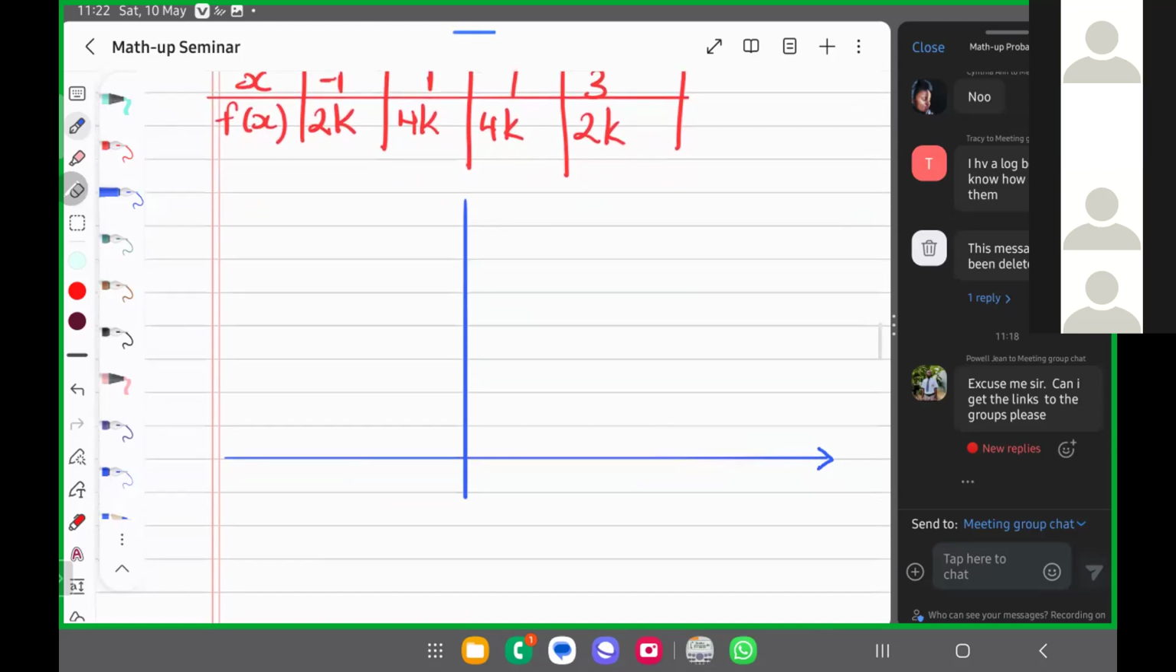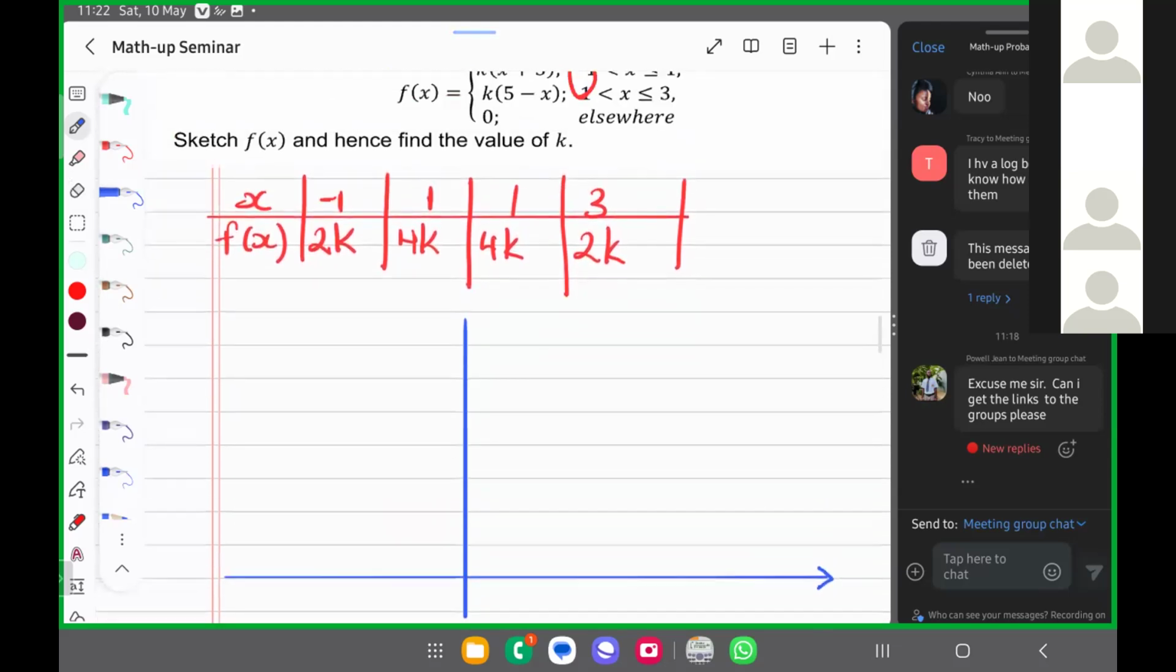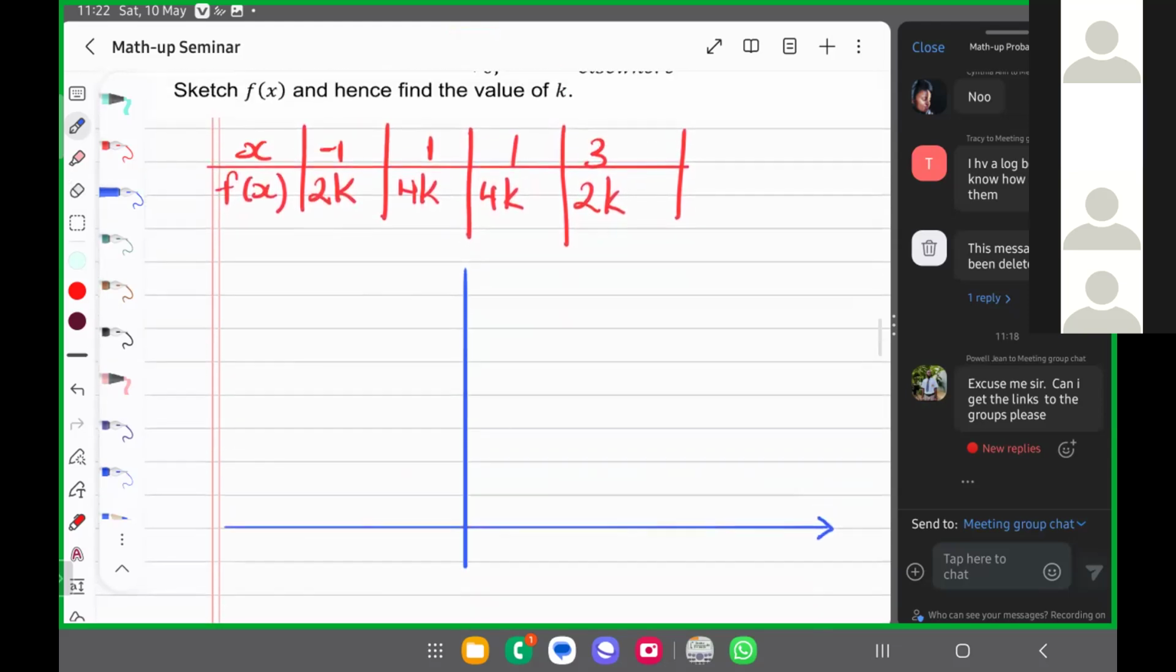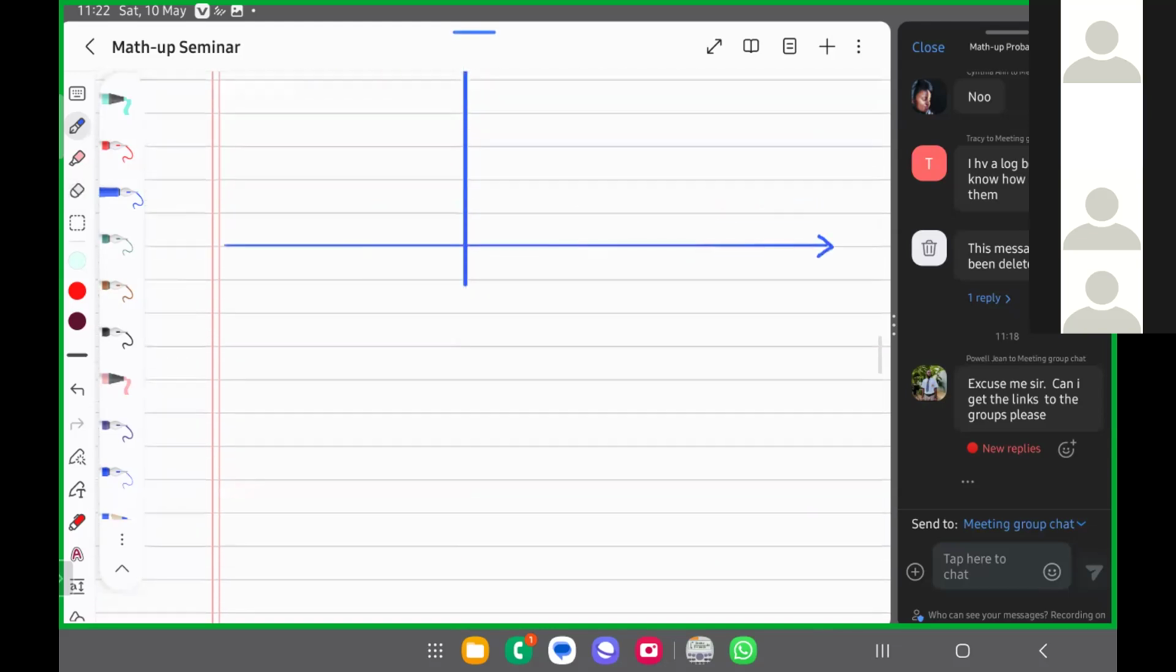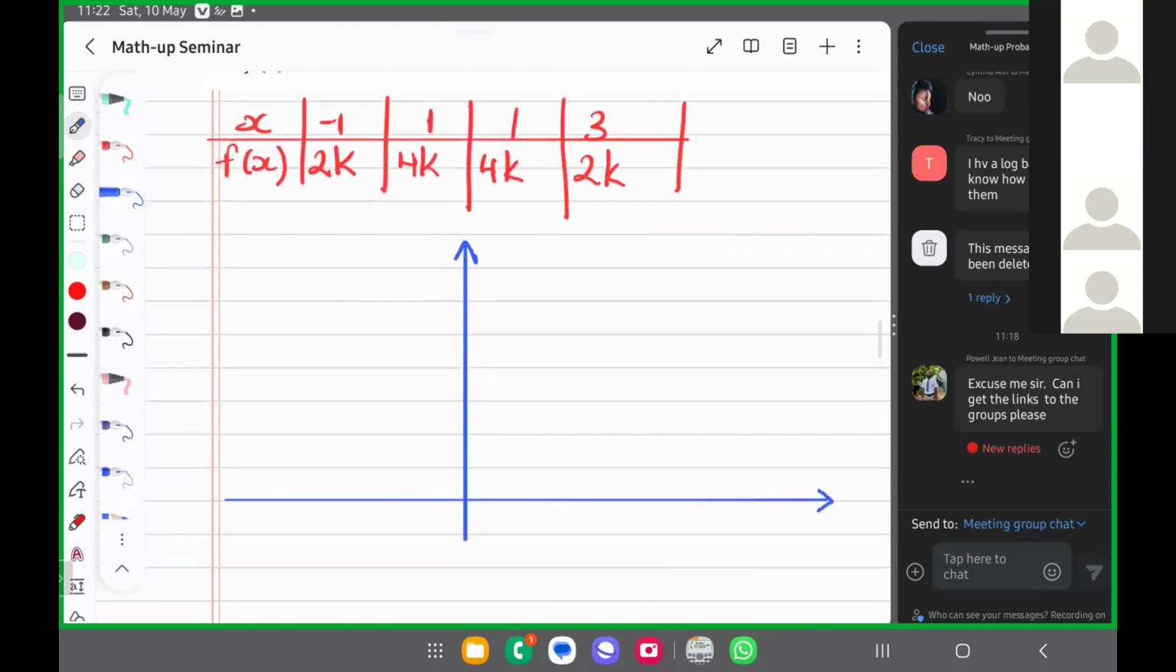Okay, so continuing with this, we are sketching. The sketch is not drawn on graph paper. It's drawn just on the answer sheets where you're working from. So you don't have to ask for graph paper. You'd actually lose marks.